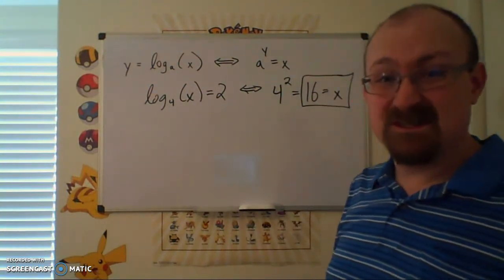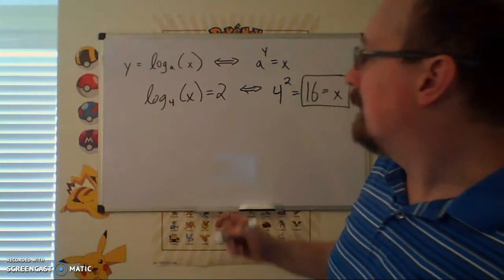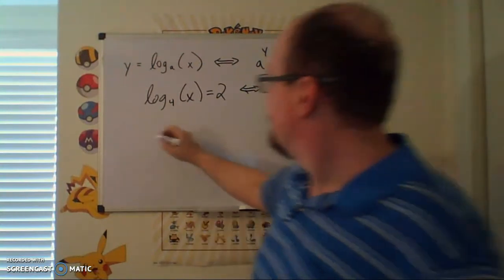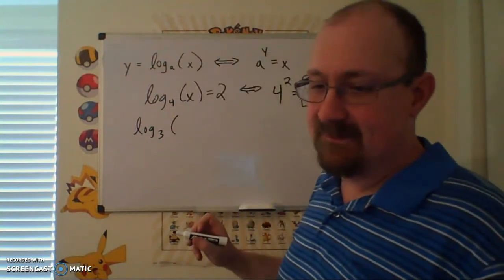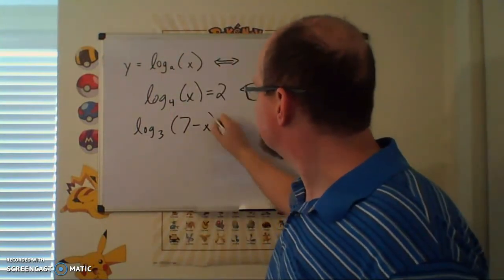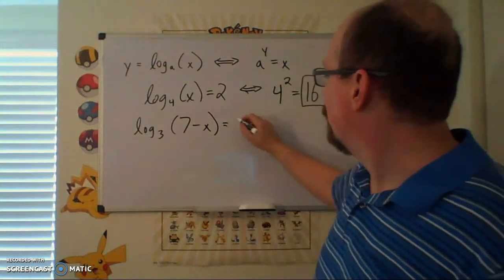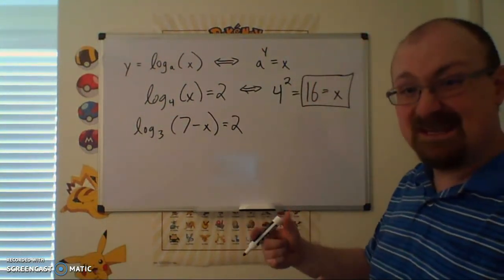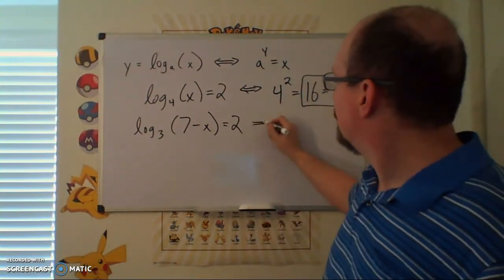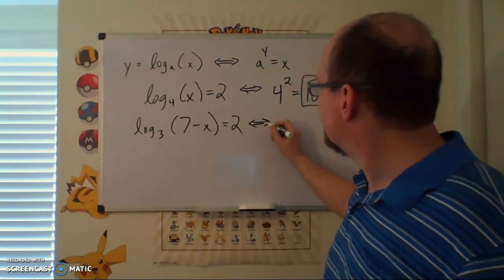So our x value in this instance would be 16. Another example of this in action, so if we have log base 3, a little more sophisticated in this instance, we have the log base 3 of 7 minus x equals, I'll still leave it 2. So again, we can convert this into an exponential expression.